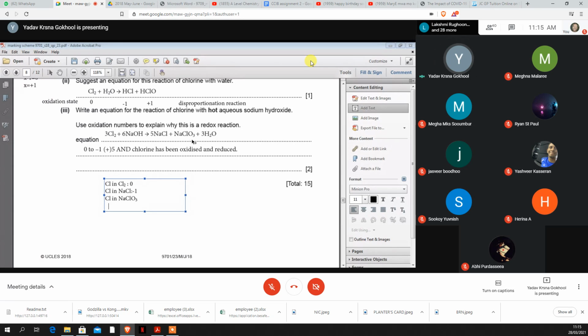So here it is +1 plus X minus 6 equal to 0. X is equal to +5. So this reaction shows that chlorine over here is reduced, and over here it is oxidized.